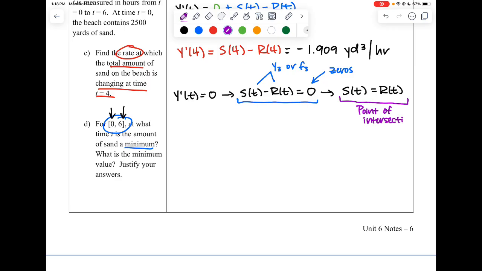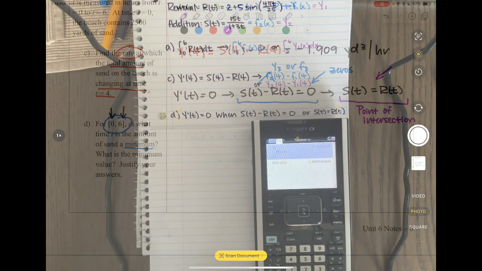So just note, either way is totally fine. You can utilize whichever one you want. I think that the point of intersection one is going to be a little bit easier because I already have them graphed. It's going to take a little bit more time to define a third function and then find its zeros. So let's go ahead and go over to our calculator so we can find out where those zeros are.